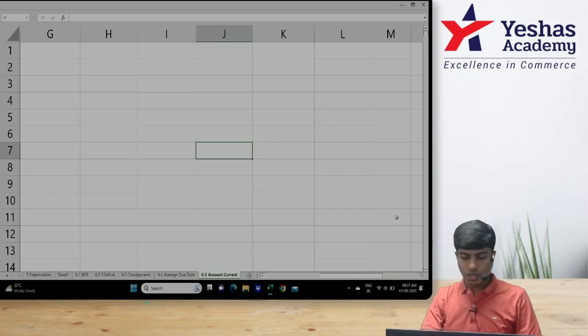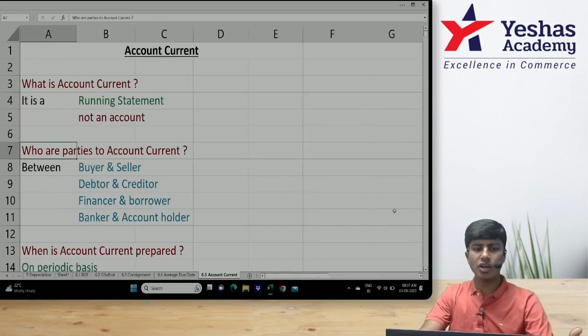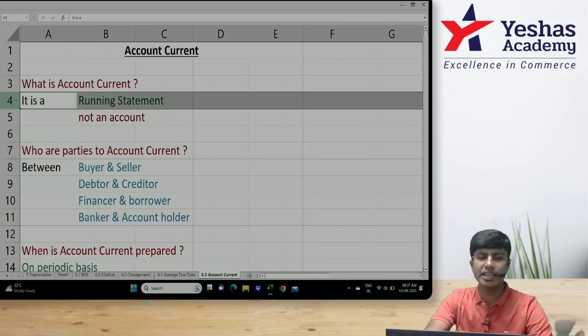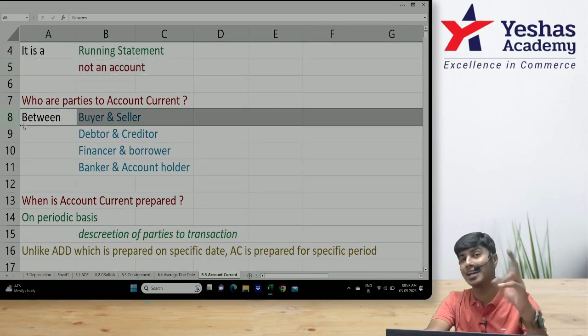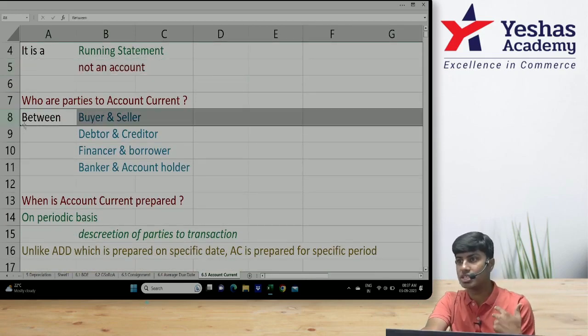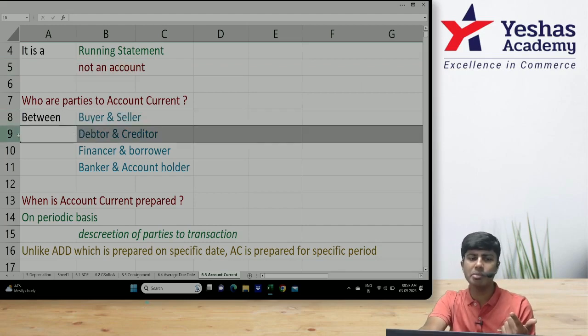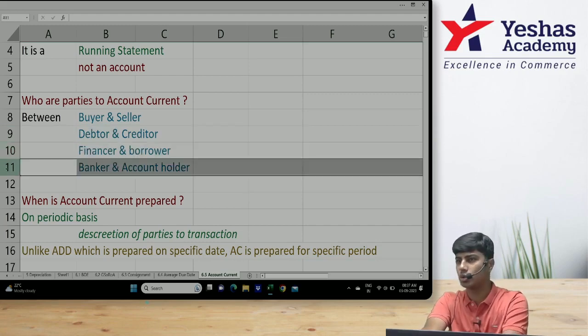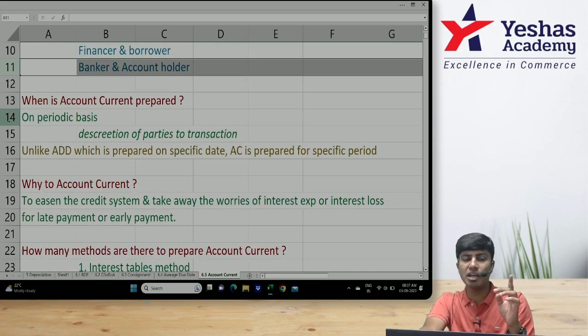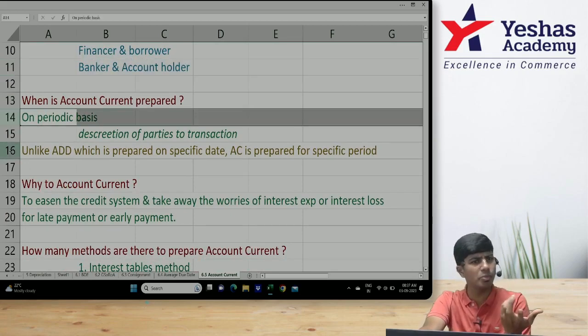Do you get it? Now have a look at a little bit of theory. So what is account current? It is a running statement. This is prepared between buyer and seller. I was a seller, you are the buyer, or it can be between debtor and creditor, same thing. Or financier and borrower. I have given the money and you borrowed money from me. Or it can be between banker and account holder. This is prepared on a specific, periodic basis. Need not be an accounting period.